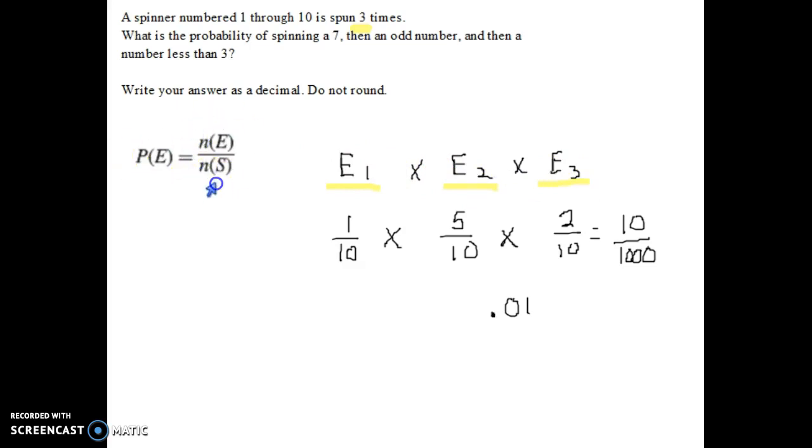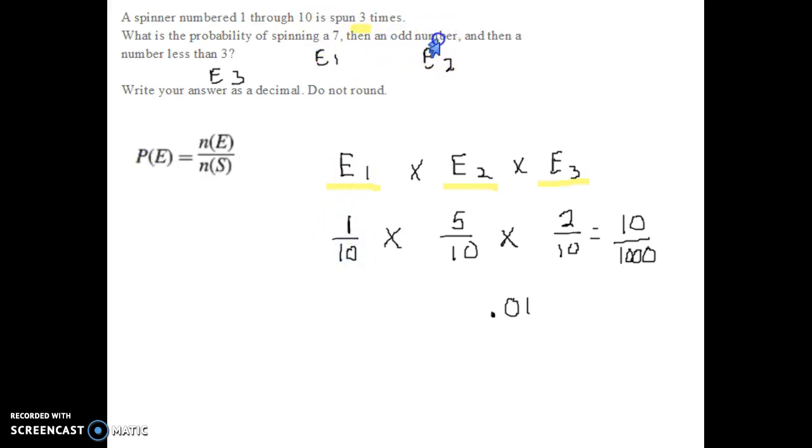So here's our probability formula: the number of favorable outcomes of the event over the total sample space. For here, if we have a spinner numbered 1 through 10, we've got a total of 10 choices, right? Now let's look at our first event. Spinning a 7 is event 1. Spinning an odd is event 2. Spinning less than a 3 is event 3. So we know we have 10 in our event. There's only one 7, right? Numbered 1 through 10, there's only one of those. And so 1 over 10 is our probability of spinning a 7.